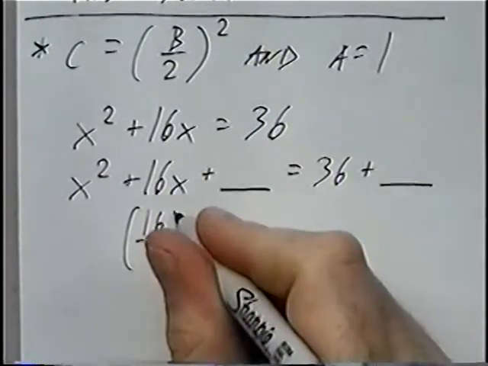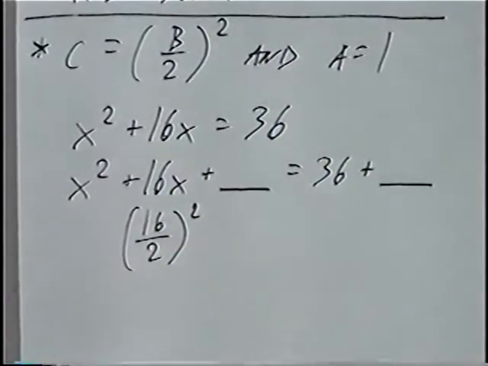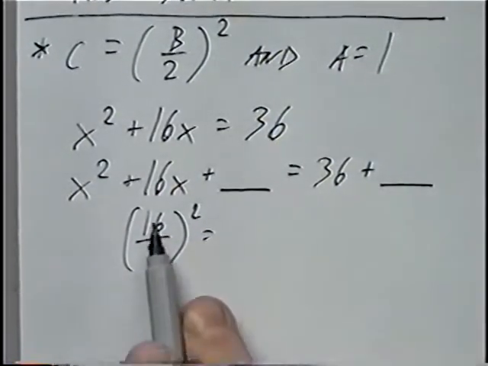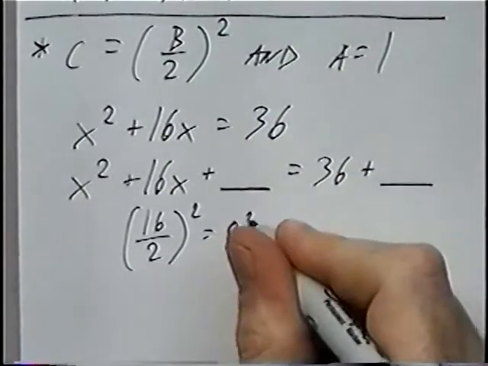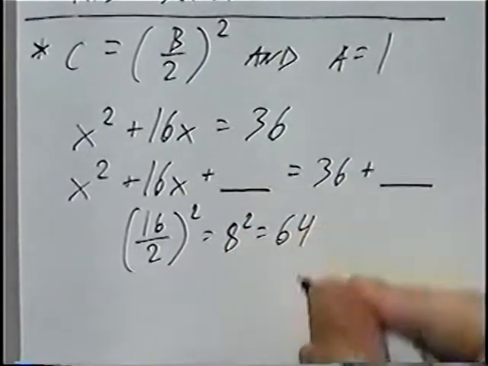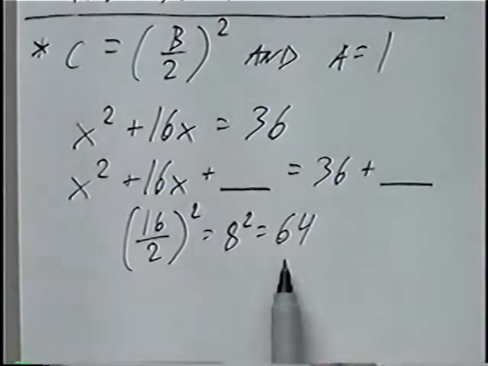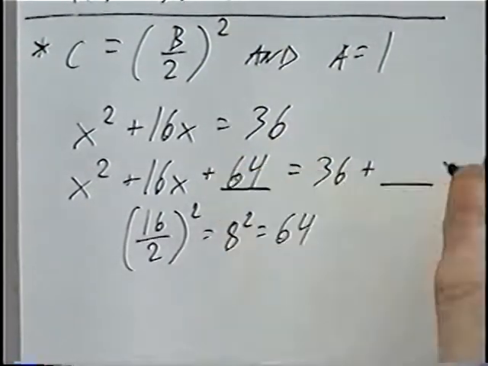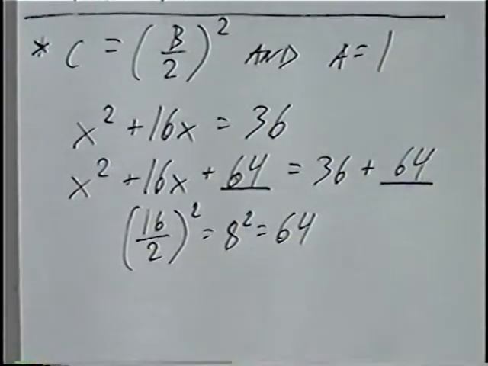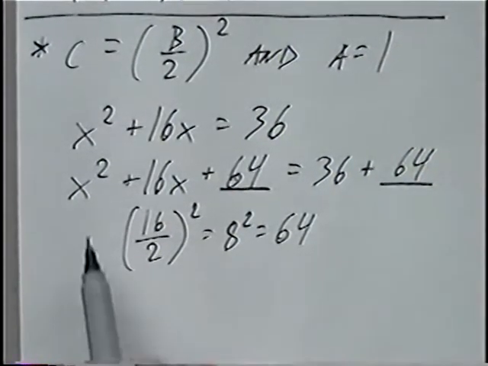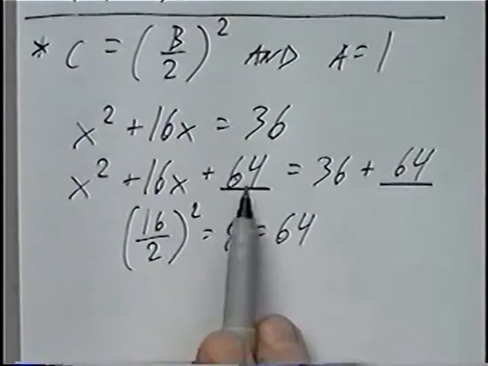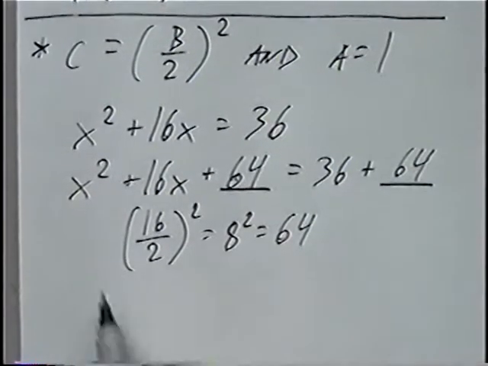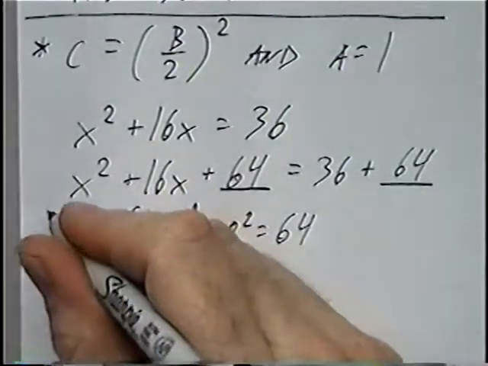We'll divide that by 2, and we'll also square it. 16 divided by 2 would be 8, and 8 squared would be 64. So 64, the value of c, is the number we'll add to both sides of the equation. So the trinomial we have is x squared plus 16x plus 64. This is a factorable trinomial.